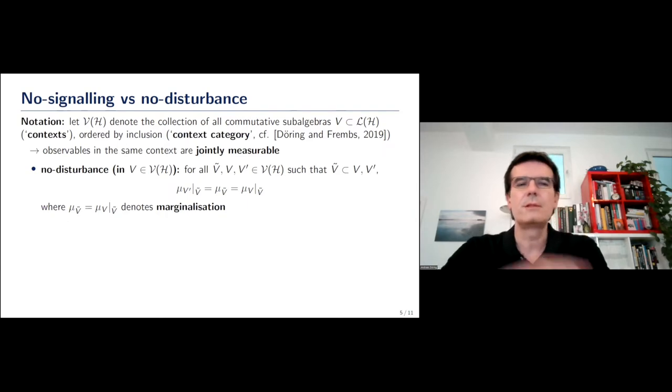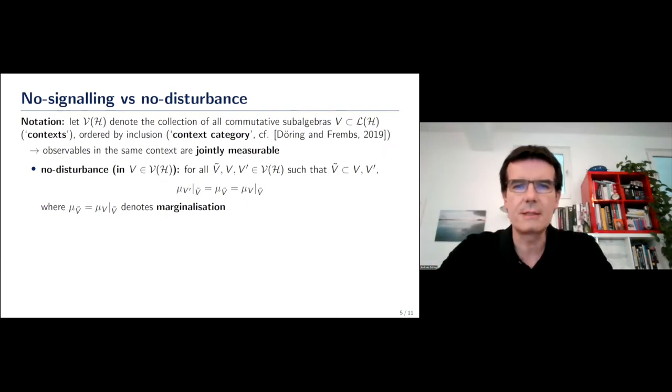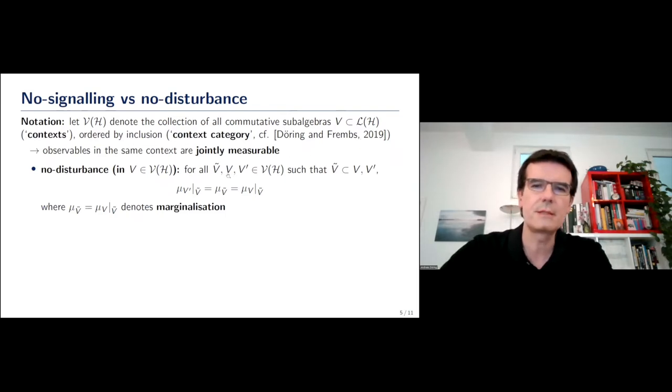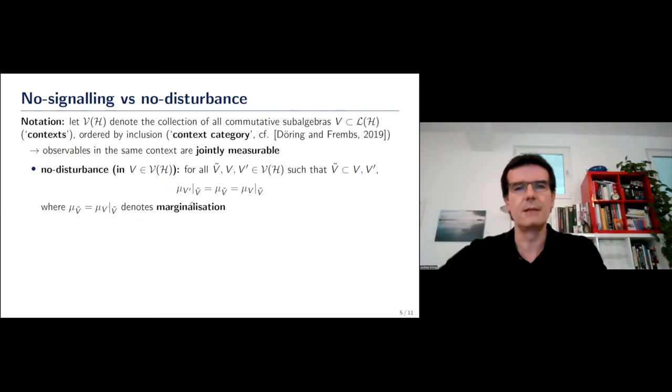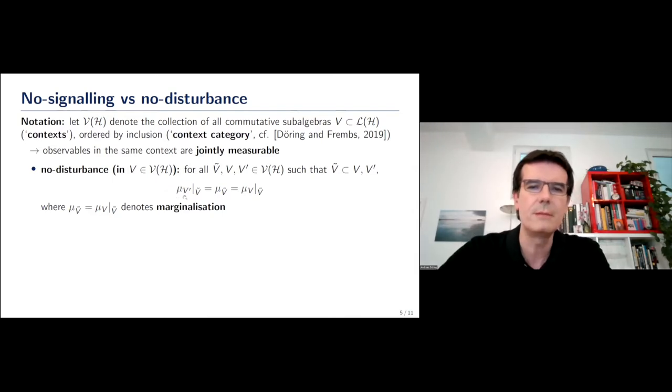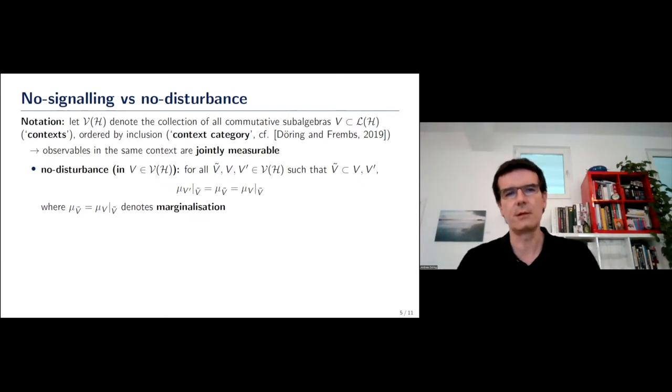Now, we want to talk about no disturbance related to such contexts, and it's a simple idea. Consider three contexts, V tilde, V, and V prime, such that V tilde is contained both in V and V prime. And then our probability distribution, we can look at it context by context, and we can, for example, look at it in context V prime and restrict it to the smaller context V tilde. And we demand that this is what we already have if we just look at the smaller context. And likewise, if you restrict from the bigger context V down to V tilde, it's also supposed to be what we already have at V tilde. Now, this restriction is nothing but marginalization. So we have these marginalization conditions between contexts.